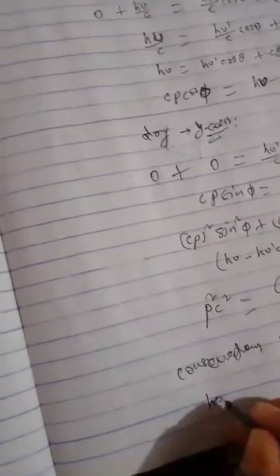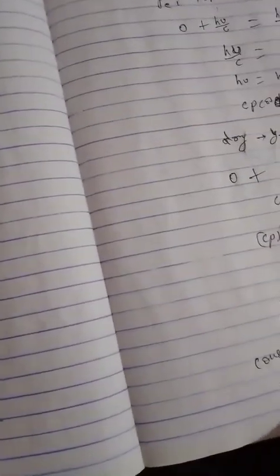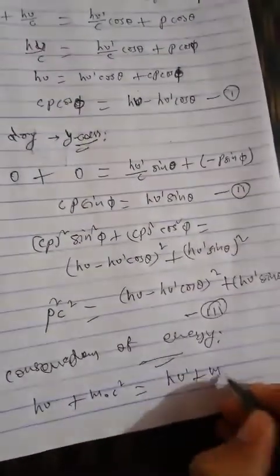Now we apply the conservation of energy. The initial energy of the photon is h nu, and the initial energy of the electron is m naught c square. This is equal to the final energy: the energy of the photon is h nu prime, and the final energy of the electron is mc square.